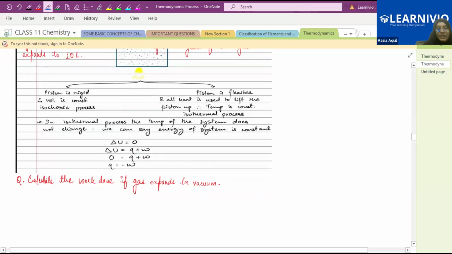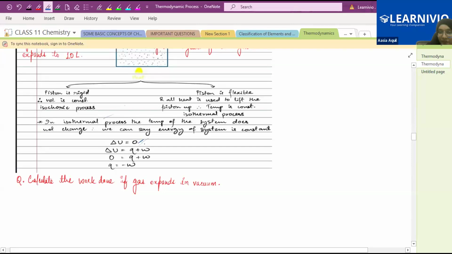See the next point. In an isothermal process, the temperature of the system does not change. So we can say that the energy of the system is constant. So here delta U will be equal to 0. Why will it be equal to 0? Because the internal energy change is 0. Because the temperature of the system is not changing, it is constant, so energy will be constant. So in the isothermal process, delta U is zero.